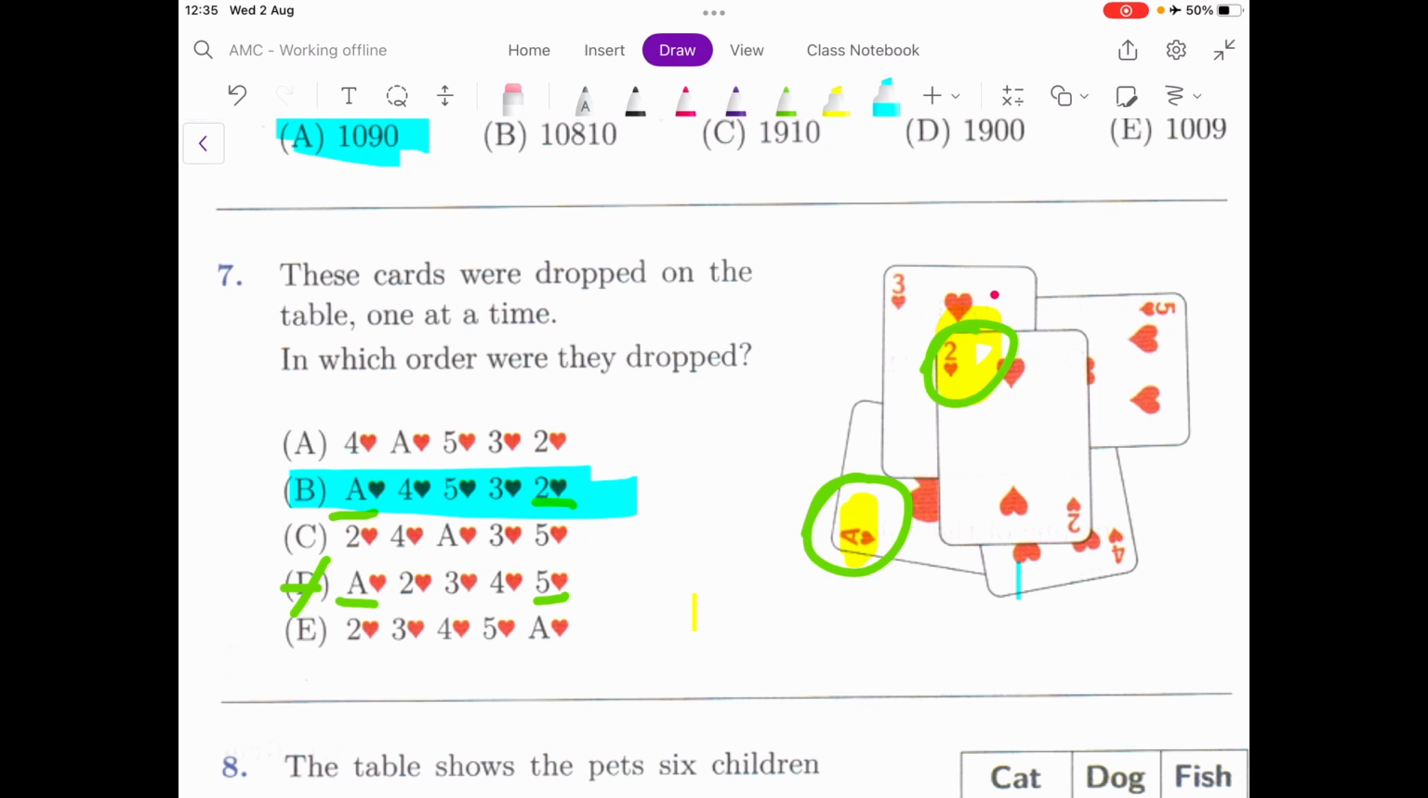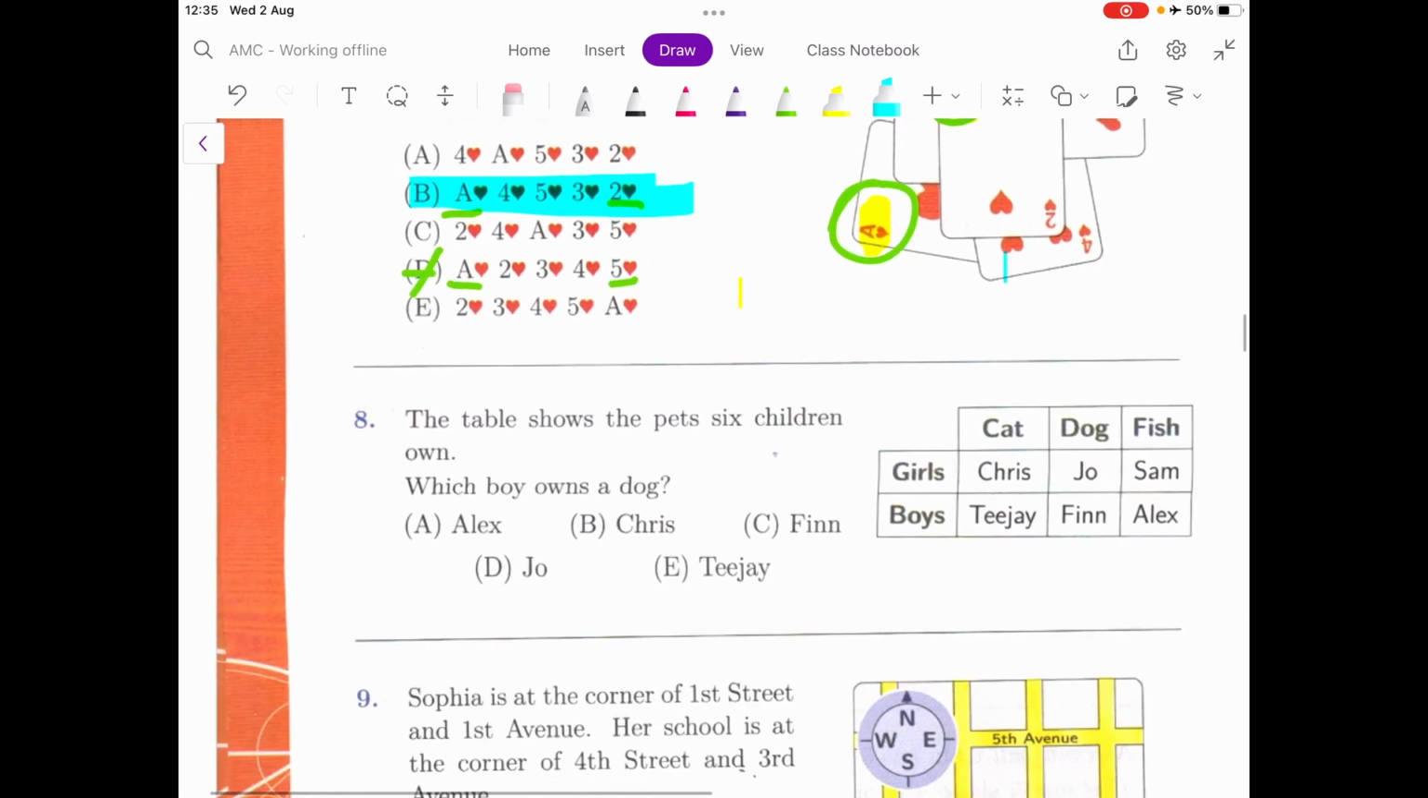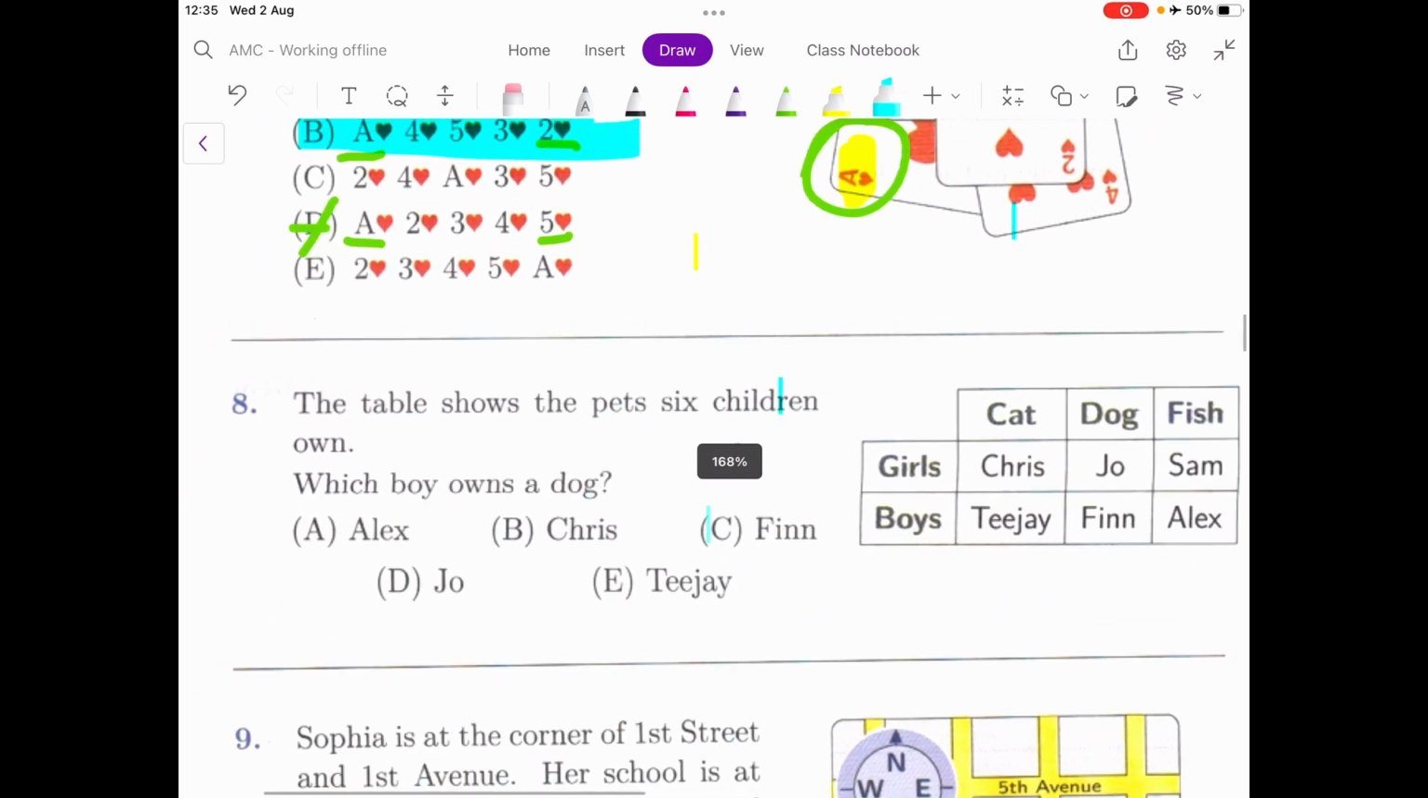So did you see, we did not actually need to look at all the cards. These 2 cards, the bottom and the top cards, gave us the answer. Let's move on. Question number 8.